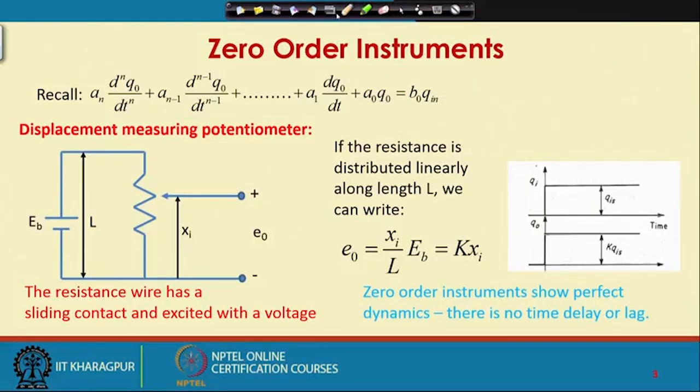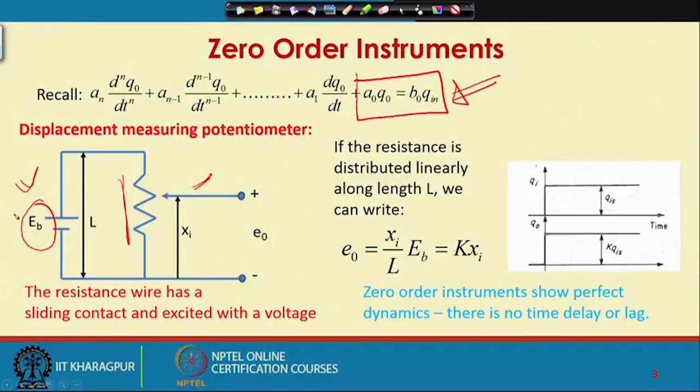Recall that the generalized mathematical model for an nth order instrument is represented by this nth order ordinary differential equation. So, for zero order instruments, I retain only this as the model. A displacement measuring potentiometer can be considered as an example of a zero order instrument. This is a displacement measuring potentiometer. The resistance wire has a sliding contact and this is excited with a voltage E_B.